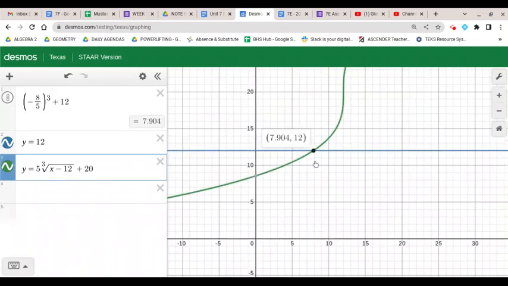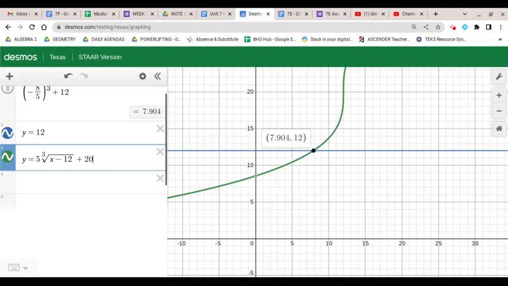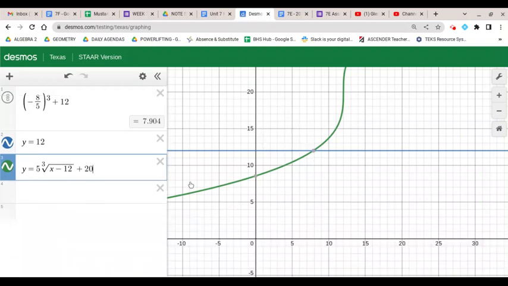All right, and so there's our cube root graph right there in green. There's our y equals 12. And we see our answer matches up. Okay, so if you don't want to do the math, you're more than welcome to just take the equation, split it up, do y equals 12 on one side, y equals whatever it is on the other side, and we solve for x, and we see that it's the same just by graphing it.